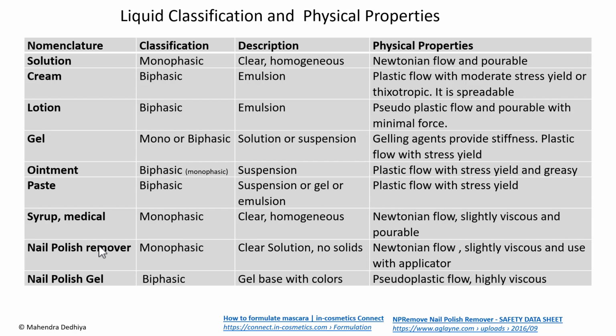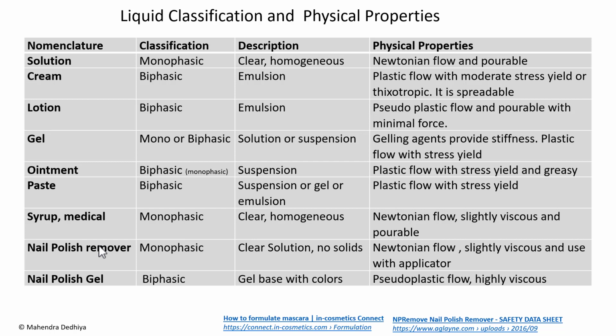Lotions are biphasic. They're emulsions. They have a pseudoplastic flow. They are pourable, and there's a very minimal yield stress required to make them flow. Gels contain a stiffening agent. They provide stiffness. They generally have a plastic flow and require moderate shear stress to spread. Ointments, similarly to gels, are plastic in nature and require stress. Pastes clearly have plastic flow and have yield stress.